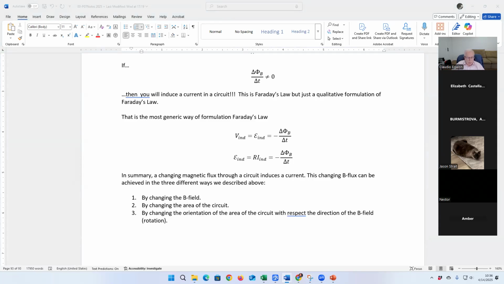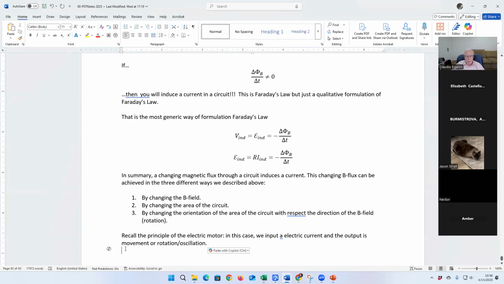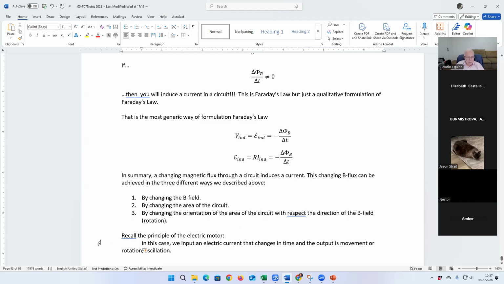And it's at this point that I want you to recall the principle of the electric motor, right? In this case, we input an electric current that changes in time, and the output is a motion, a rotation or oscillation, okay?